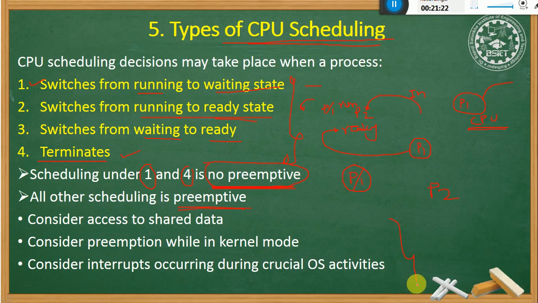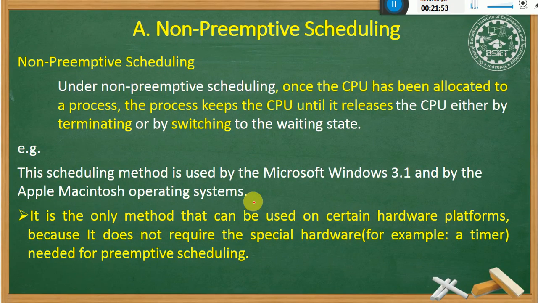Okay. In this scheduling, we are sharing the data. It requires kernel mode permission. When CPU scheduling is done, we must have knowledge about interrupt processing and what type of interrupt will occur. All these things can be managed by the operating system. So these 4 conditions are very important. Non-preemptive and preemptive are the 2 types of scheduling. So we can discuss non-preemptive scheduling first.